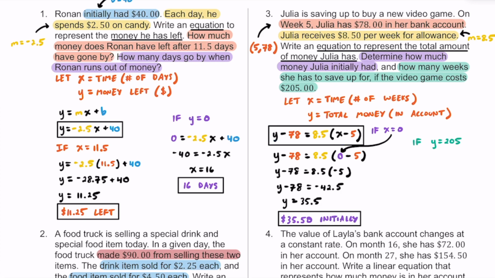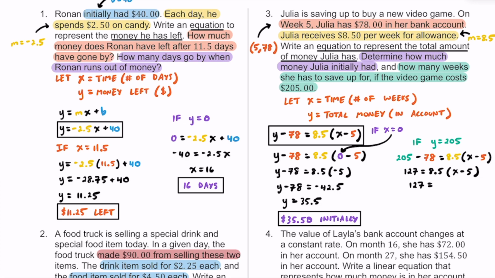So if y is 205, or that's the total amount of money she needs for that game, we're going to say 205 minus the 78. That's going to be equal to, let's see, we have 8.5. She's making $8.50 per week. And then we're going to multiply that by x minus this 5, because we know that at week 5 she has that $78. So we're using that point that we had earlier. Now, if we take away 78 from 205, that's going to be 127. So on the left side, we're going to have 127. That's going to be equal to this 8.5 multiplied by x minus 5.